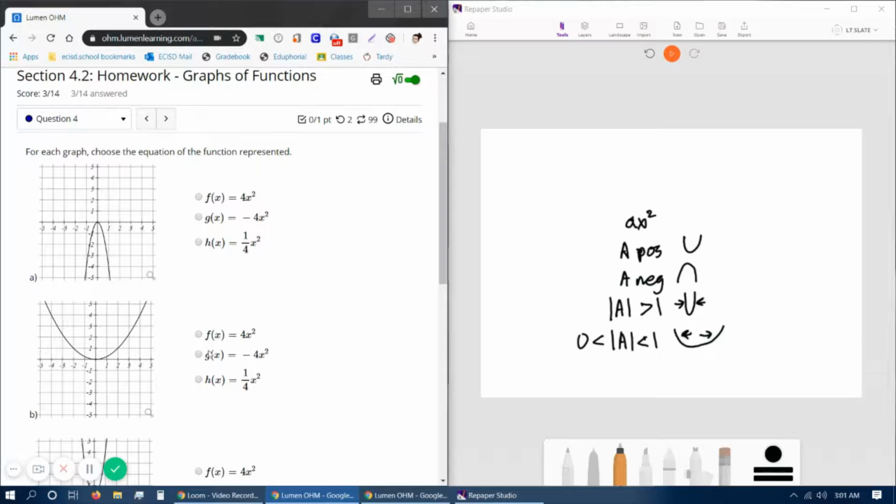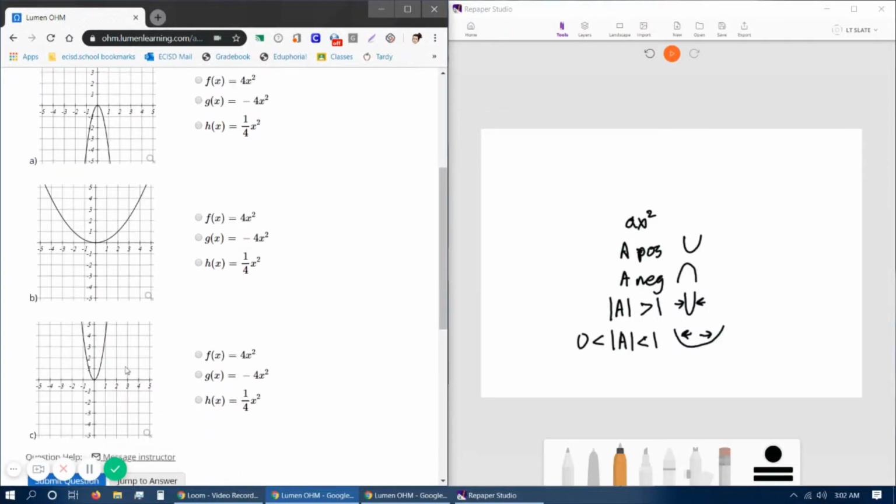I find it easier to look at the functions first, then choose the correct graph from there. My first function is f of x equals 4x squared. The number in front of x squared is 4, so that's my a value. 4 is positive, so the parabola must open upwards. That eliminates the first graph because it opens downwards. 4 is greater than 1, so the parabola must be steep and narrow. That means the third graph goes with f of x equals 4x squared.